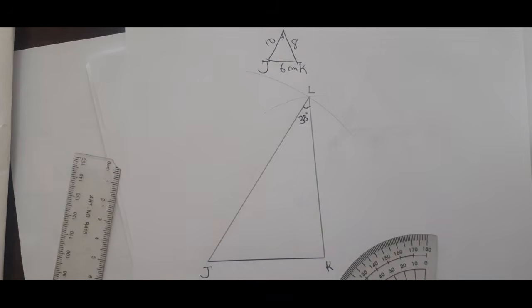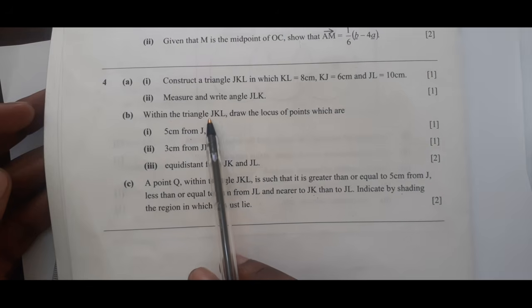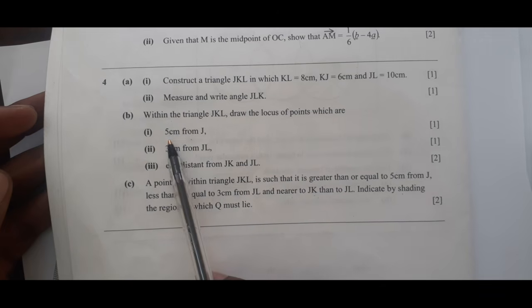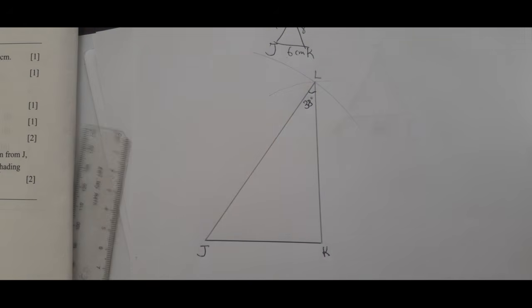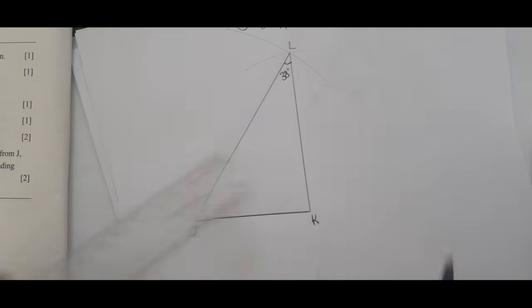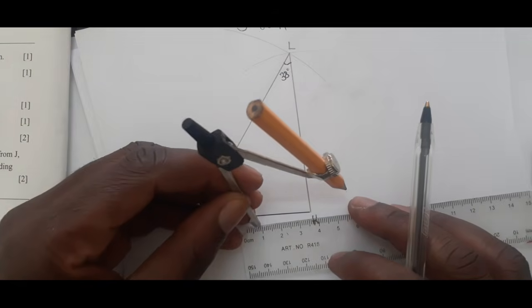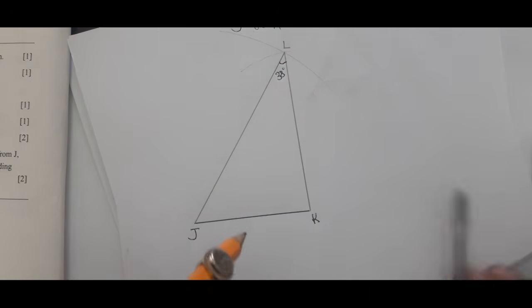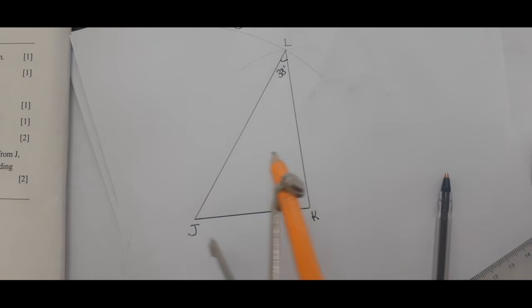Okay. So this angle is going to give us 38 degrees. Then we go to the next question, which is B. Within triangle JKL, draw the locus of points which are, the first one is 5 centimeters from J. So we are going to get our ruler here. Then we get our compass, measure 5 centimeters. So I'm going to go up to 6 because I'm starting from 1. So this is my 5 centimeters. So 5 centimeters from J.